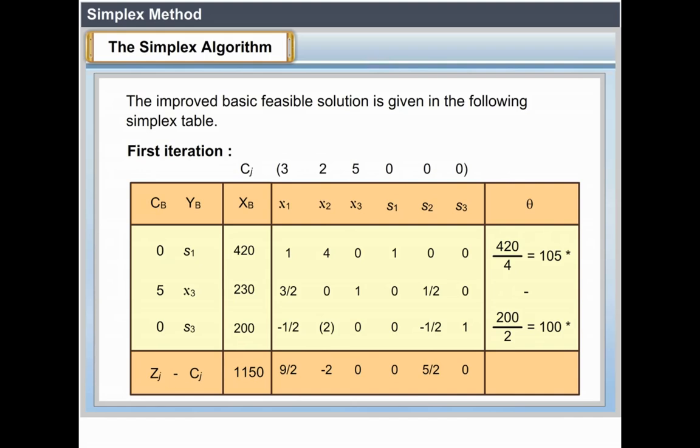We have to fill the theta column by right hand side values divided by x2 column. 420 divided by 4 equal to 105 and then dash, because we are getting 230 divided by 0. We need only positive numbers in the denominator. That's what we marked dash. And then 200 by 2 equal to 100. This is the least number in the theta column. So we have to take 2 as the key element.